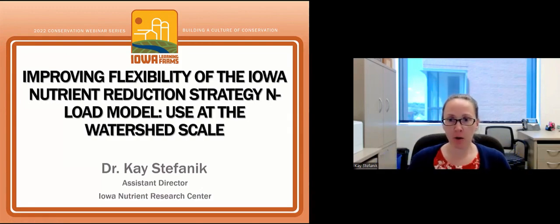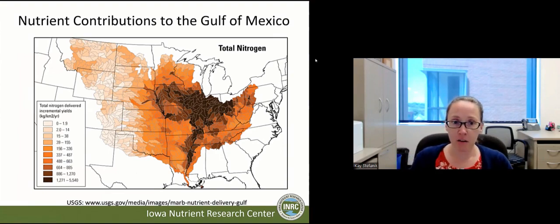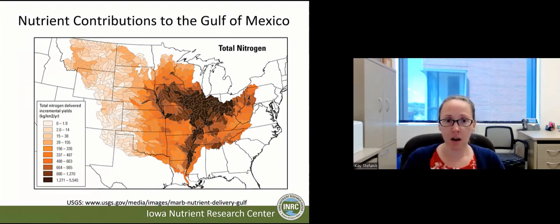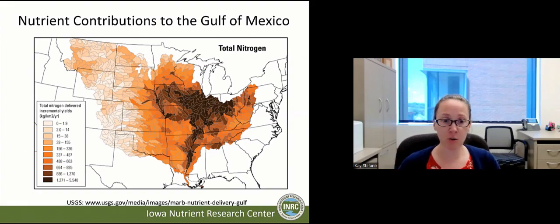So I'm going to be talking about modifications made to the end load model for the Iowa Nutrient Reduction Strategy. I'm sure many of you in the meeting right now are familiar with nutrient contributions from agricultural landscapes. And this is a map of total nitrogen contributions from not just the Midwest, but also from the Mississippi River Basin. We have high both nitrogen and phosphorus loss from our row crop acres due to nutrients from fertilizer and manure not being completely taken up by the crops that we're growing.